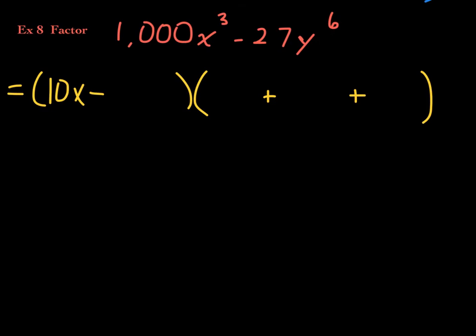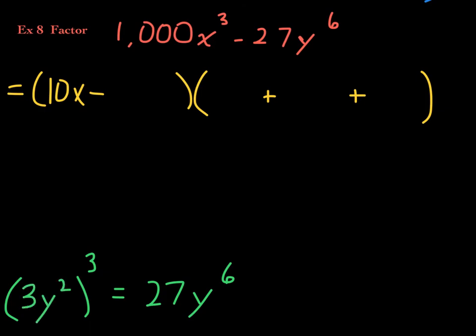Now, I don't know if that comes to you right away or not, so let me do this. What do you cube in order to get 27y to the 6th? That's the question. So now that I understand the question, I can see that I would have to cube, do you know it? 3y squared. Yeah, because 3 cubed, 3 times 3 times 3, is 27.